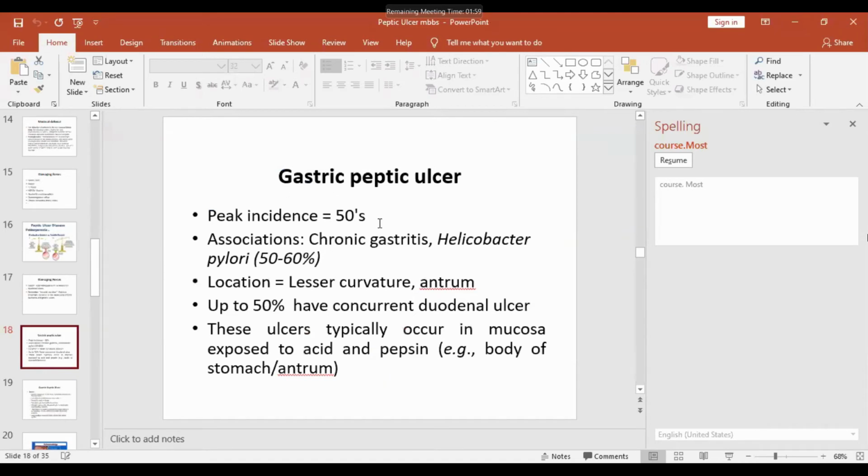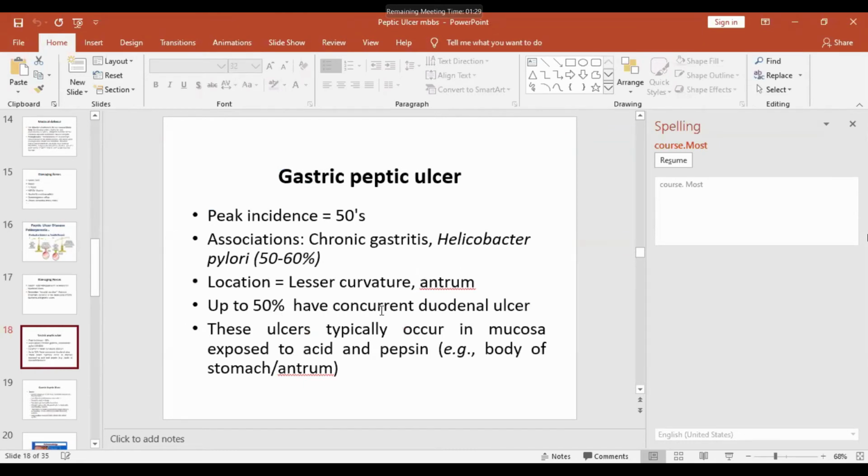The peak incidence is in the 50s to 60s. Association is with chronic gastritis, Helicobacter pylori, in 50 to 60% of cases. Helicobacter pylori causes chronic gastritis. The location of the ulcer is in the lesser curvature, most commonly the antrum. So the antral part of the lesser curvature is the most common location. It can occur in other places also.